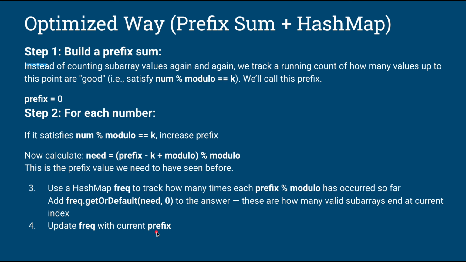Here is the key part. For each number in the array, we will calculate the prefix sum. We need to make the subarray interesting, so the need will become prefix minus k, and we will take the modulo to get the need. So this will become your integer: we write int need equals prefix minus k plus modulo, and then we take modulo. This need tells us what previous prefix sum would make the current subarray valid.